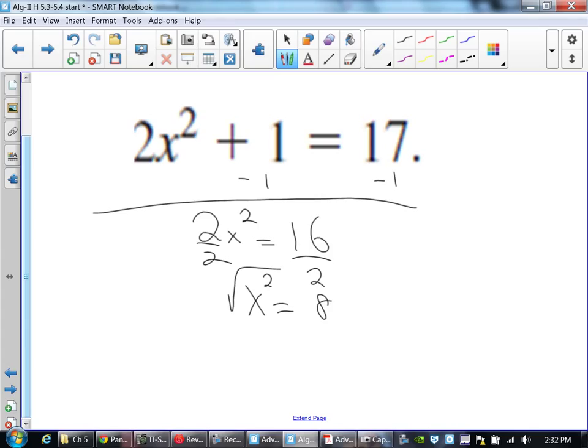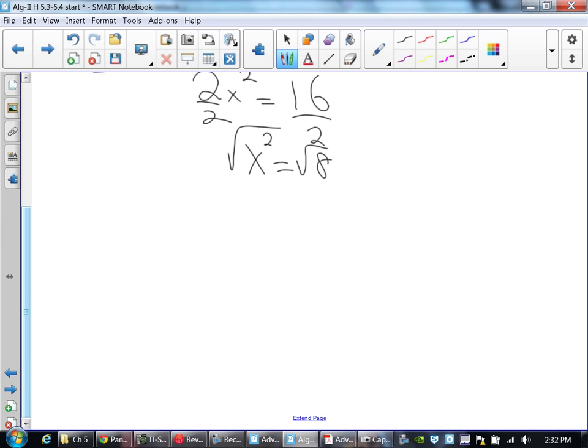All right. What happens when you take a square root over an equal sign? Correct. Whenever you take the square root on both sides of an equation, it's going to be plus or minus. Another thing you're going to get really good at remembering: what's the square root of 8? 2 root 2.